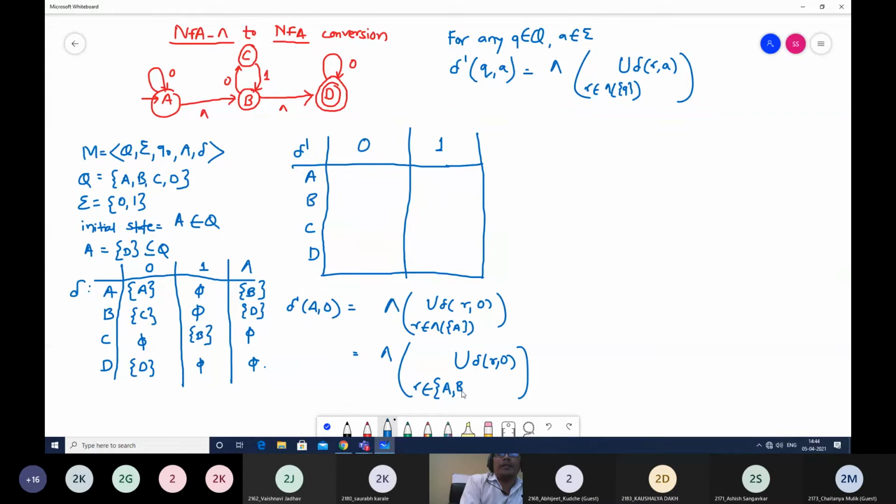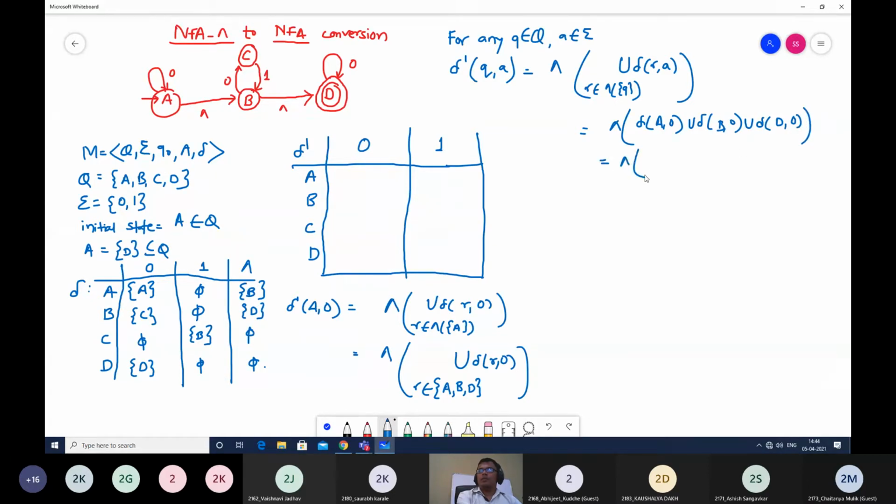Then B will be there. Then D will be there. Right? A, B and D will be there. Okay. So if I open up those brackets, we'll get this as delta of A0 union delta of B0 union delta of D0.